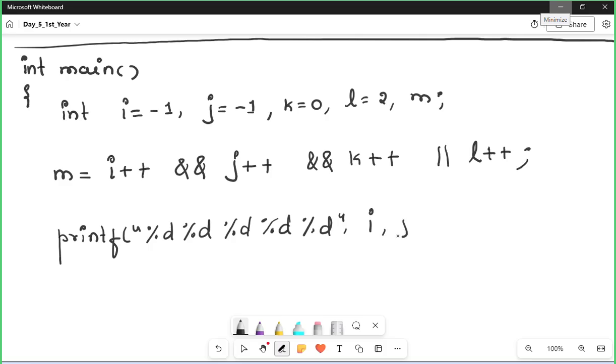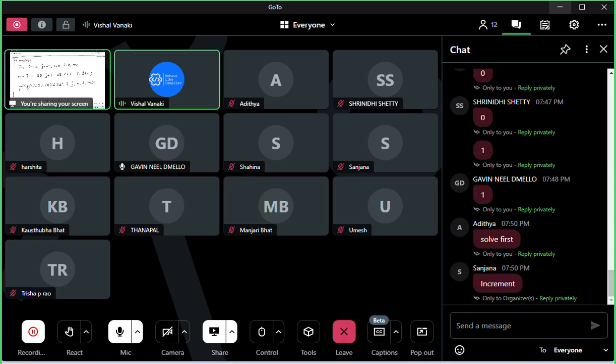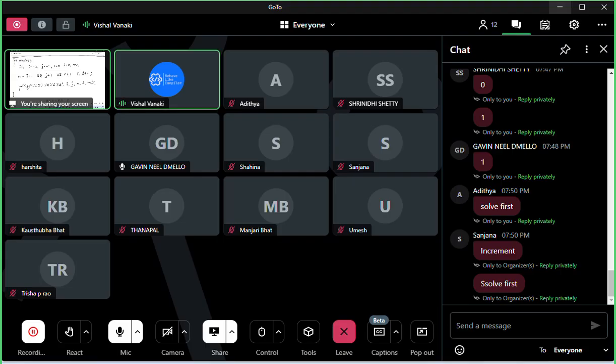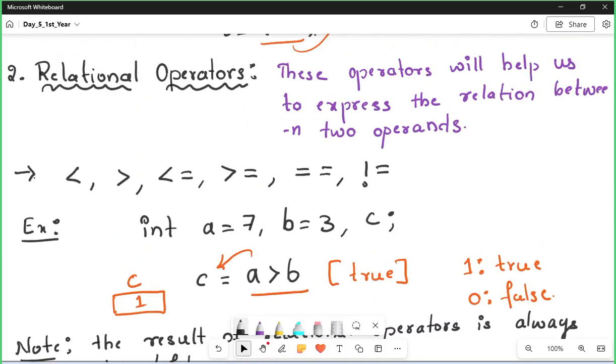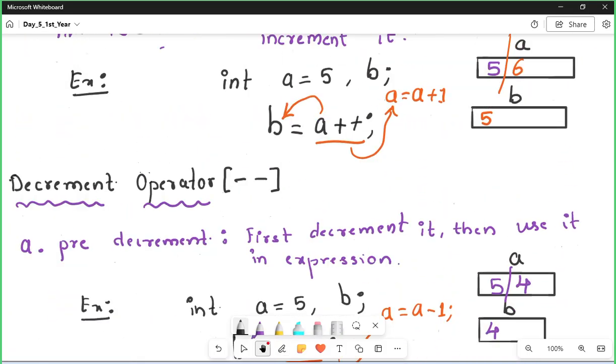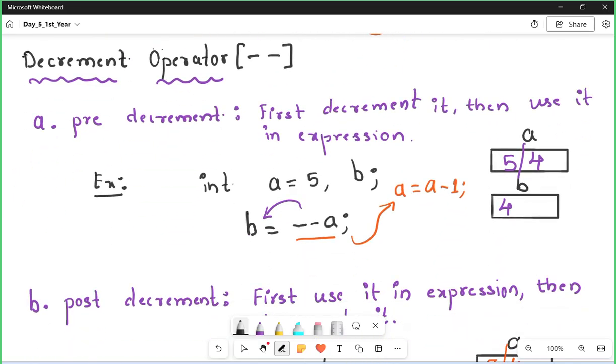See, all of them are post increment. Post increment means should we increment first or should we solve it first? Post increment means solve first. Correct? Sanjana, post increment. First use it, right? Let's go back and see it. First use it and solve the expression and find out what is the m value, then increment it.